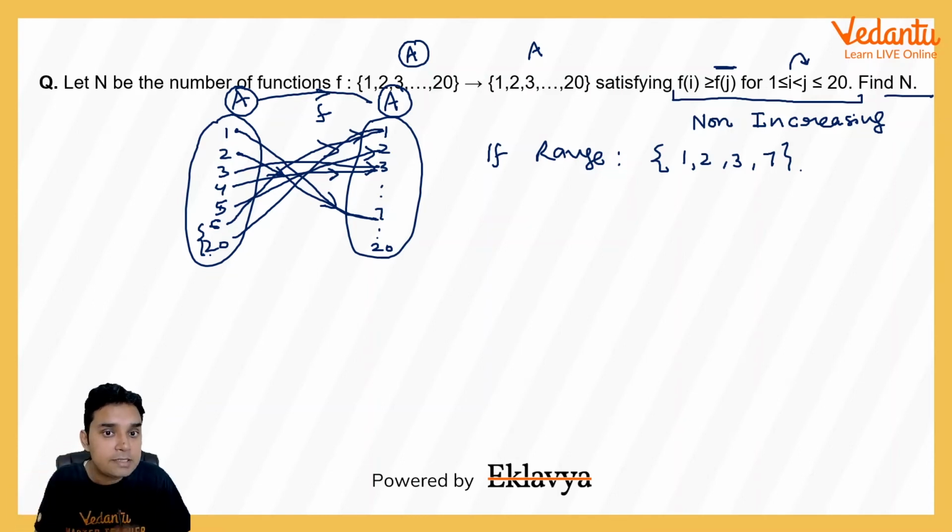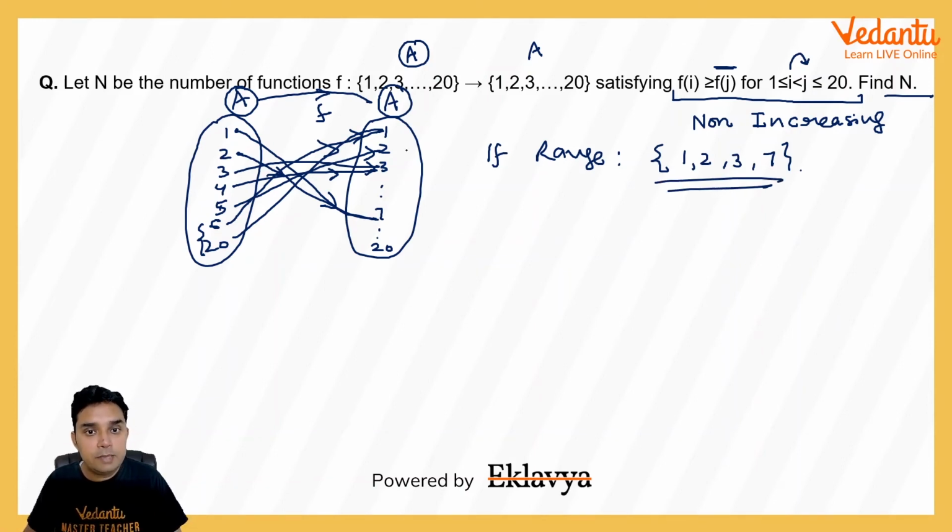Now please understand what will be the method to solve this question. Suppose the range of this function is some set which will definitely be a subset of this set A. So we can assume that whatever elements are there in the range, they will be connected with one or multiple elements of domain A, and those which are not there in the range will not be connected with any element in the A.